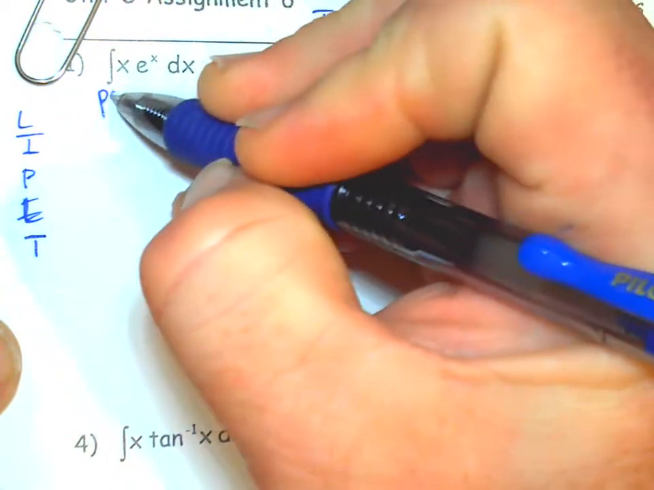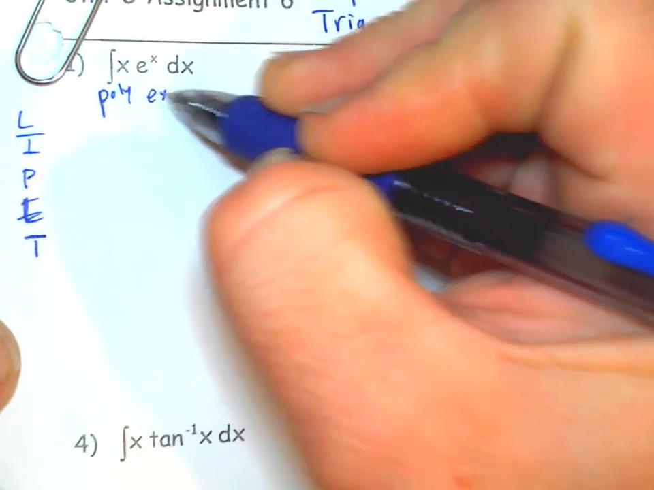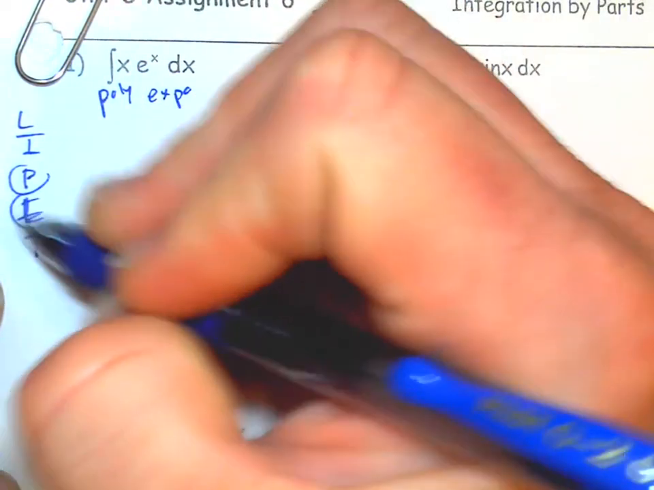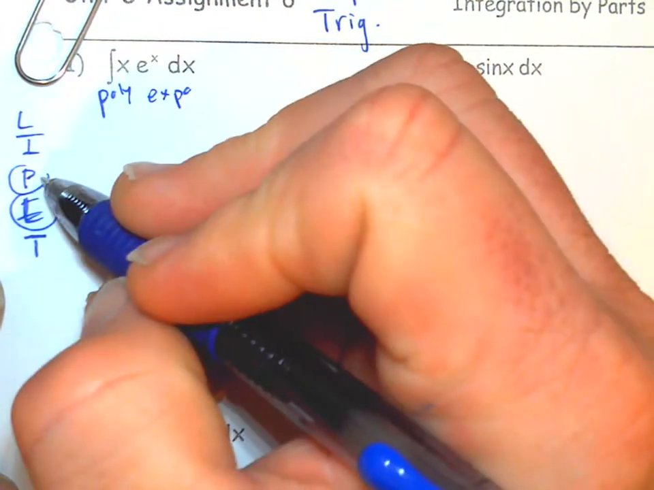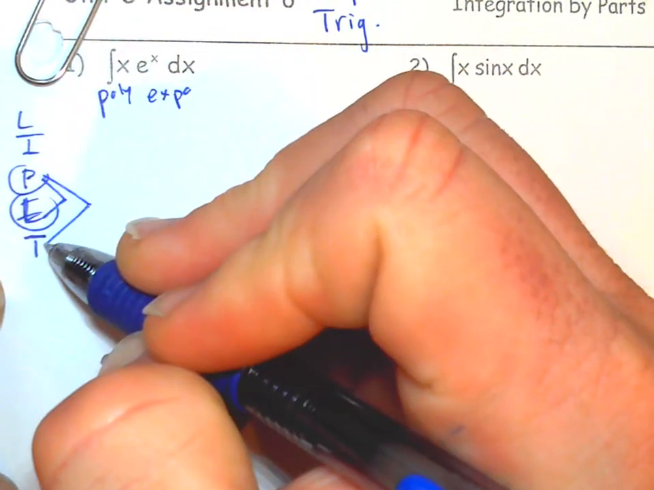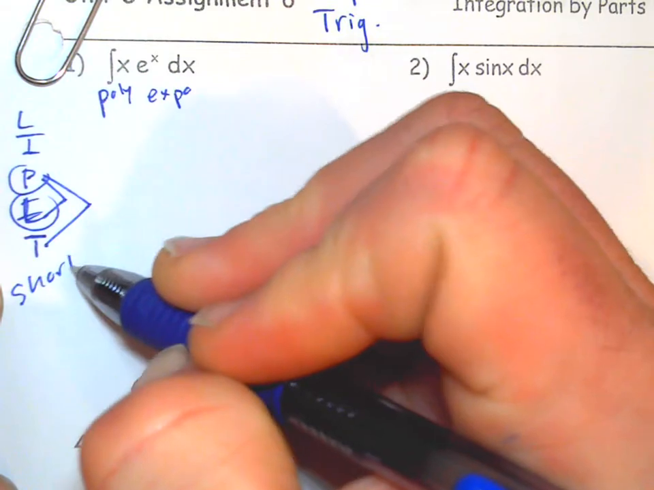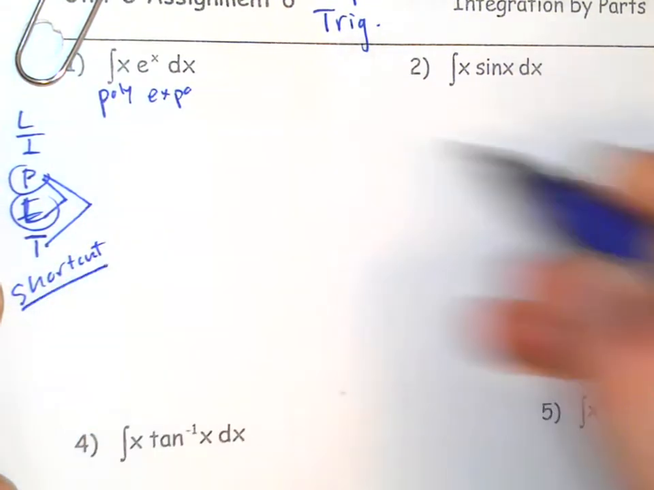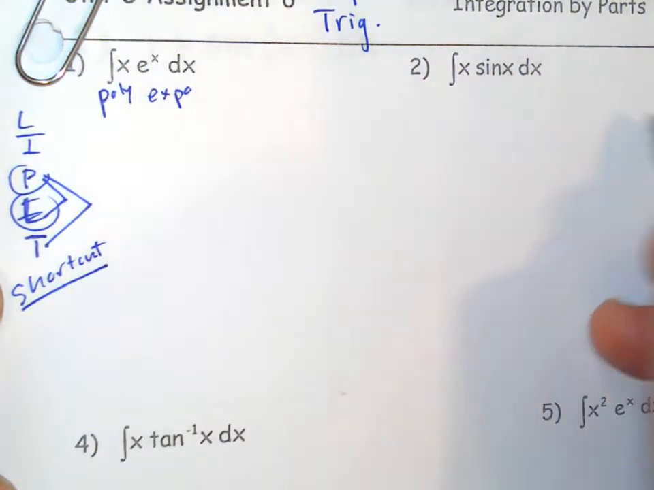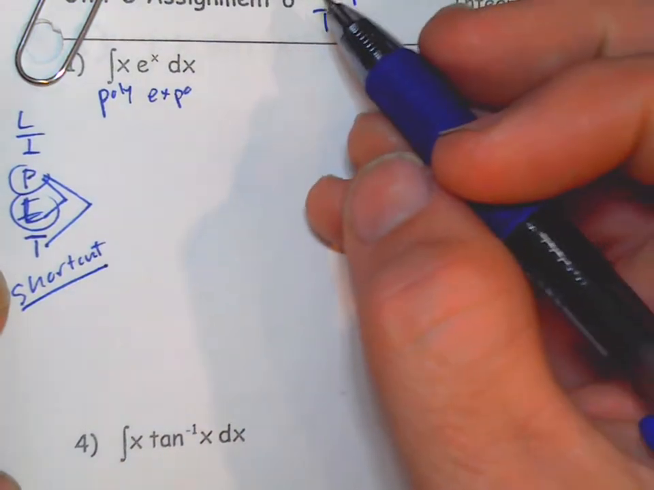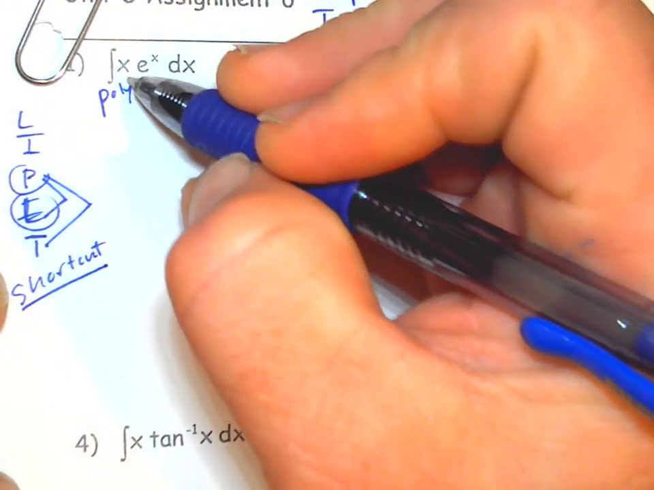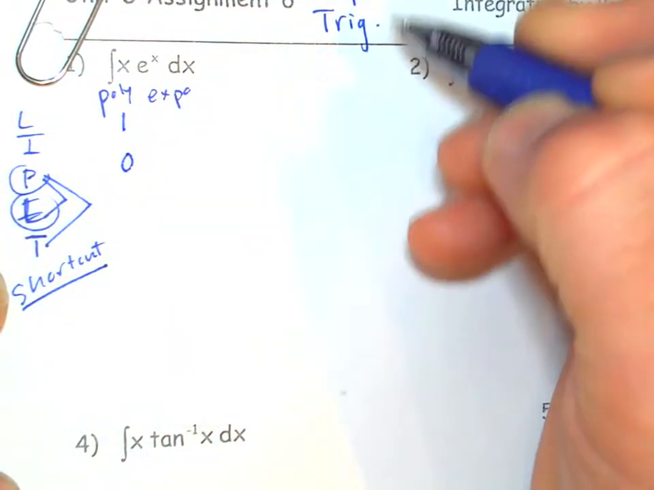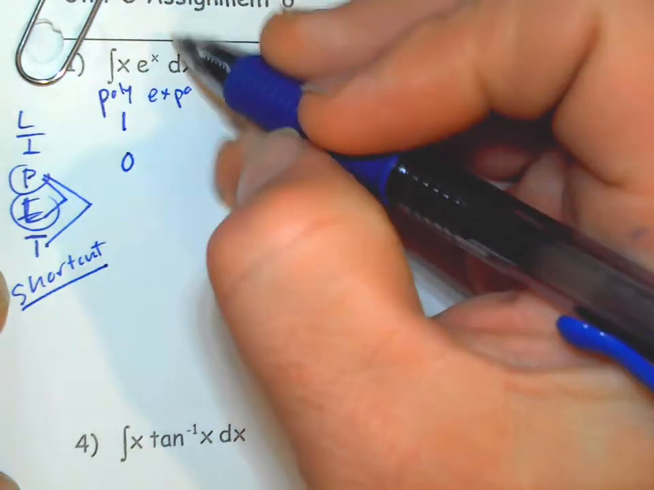This is Poly, and this is Expo. So Poly and Expo. Now there's a shortcut that works for Poly-Expo or Poly-Trig, so we can do the shortcut. You don't have to. And this is a one-step one, so it wouldn't be too bad to do the regular way, but this is still faster. The thing that you take the derivative of that eventually goes to zero, that's the one you want to do that.